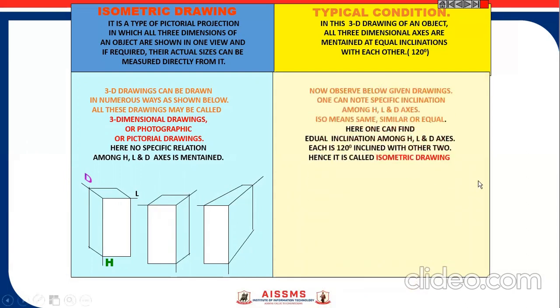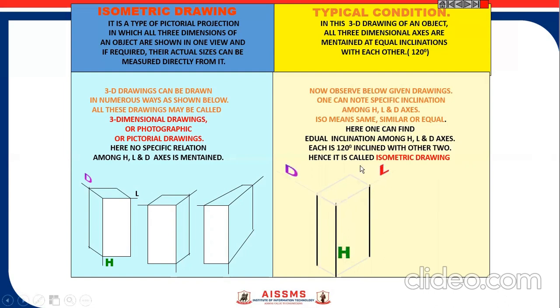In the typical condition, here one can find equal inclination among the height, length, and width axes. Each is inclined at 120 degrees with each other, hence it is called isometric. Isometric means same.